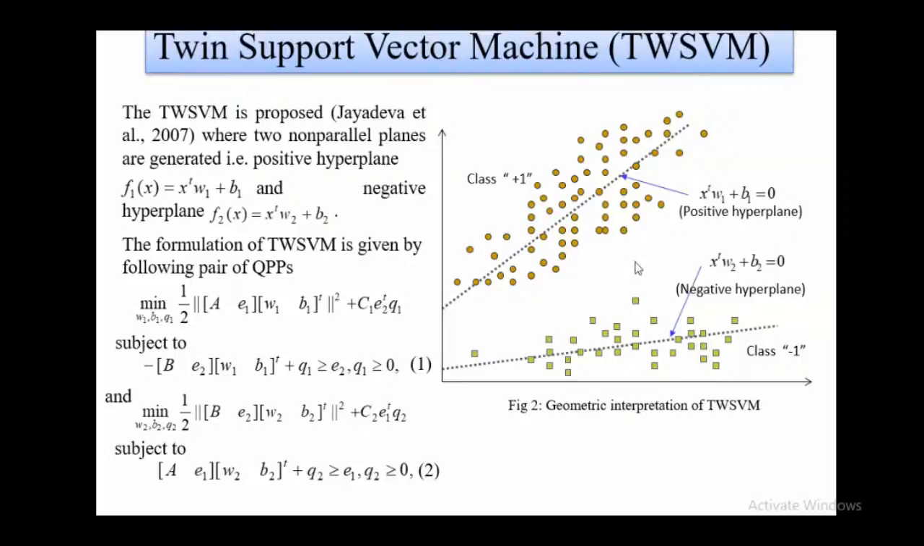inequality. So that means you want to keep the points, whatever the points are here, as far as possible from this particular hyperplane, and at the same time you want to keep this particular hyperplane near to all these data points. So this is actually the logic behind this particular model.